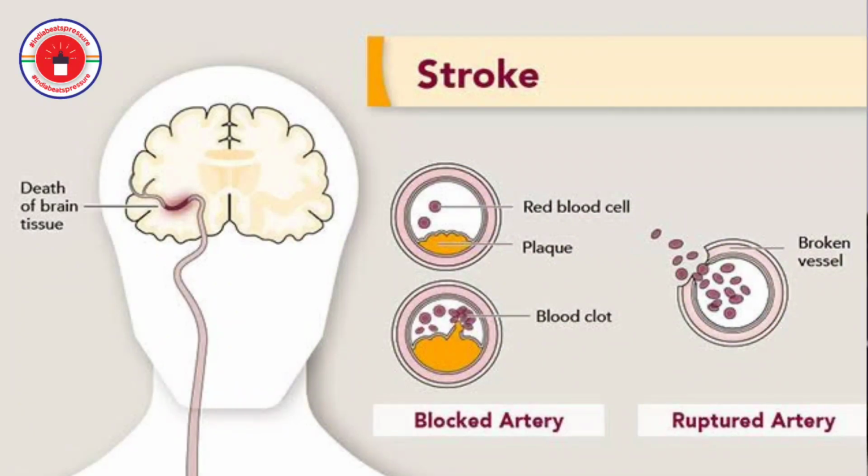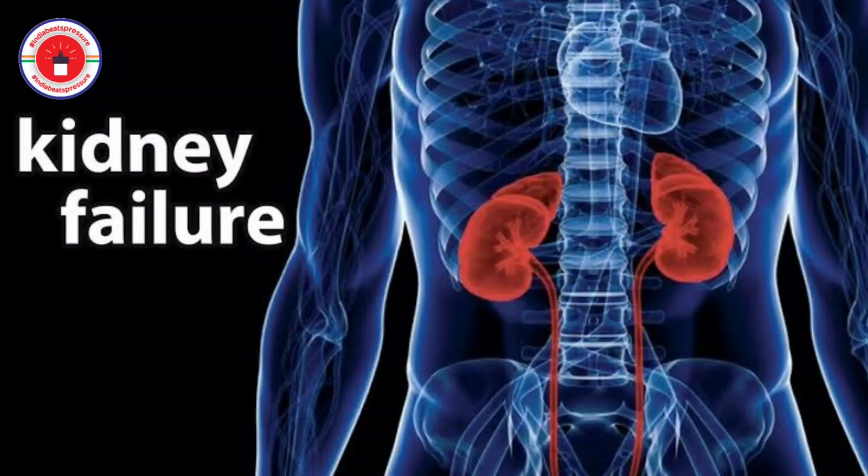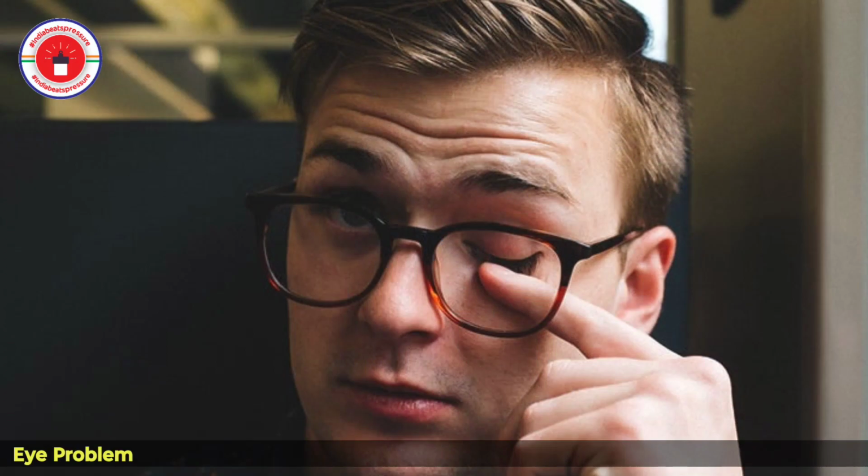There is paralysis in the limbs. They may have kidney failure. They may have eye changes, eye problems. So they have a different variety of complications of hypertension. Without any complication, they will have fewer symptoms.